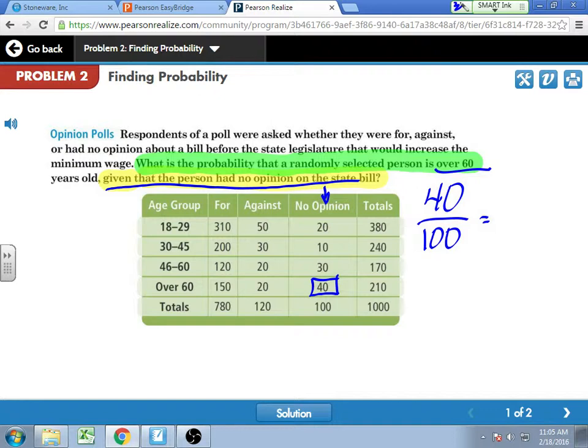But this needs underlined, circled, starred like 9 times because it says given. We're assuming that condition. We're only looking at that group of people. So what this tells me is 40% of people that don't care are over 60. Why do you think people over 60 don't care?